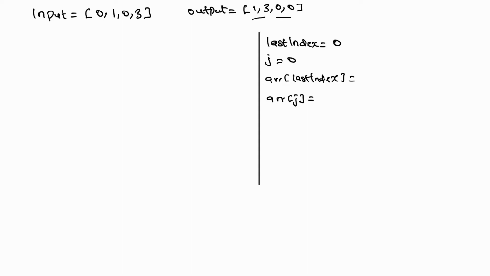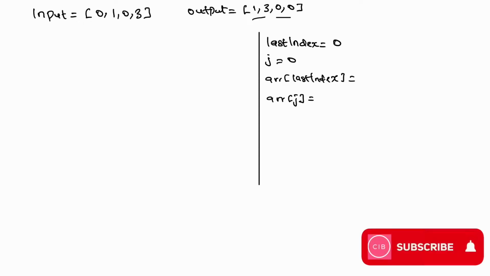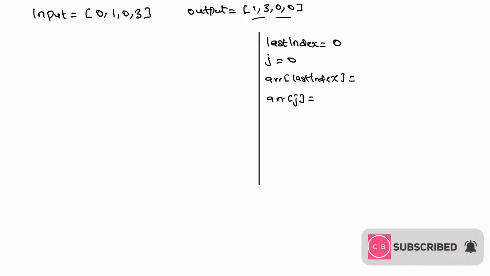The question specifies that the solution should be in place, which means we will not create a new array. That also means the space complexity will be constant, that is O of 1. For this solution, we will be using the two-pointer approach. Basically, we have one pointer for iterating through the array, that would be j, and we have another pointer that works on the non-zero elements of the array, and that will be the last index variable.